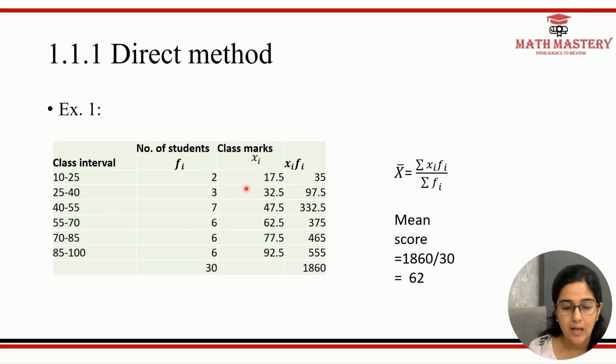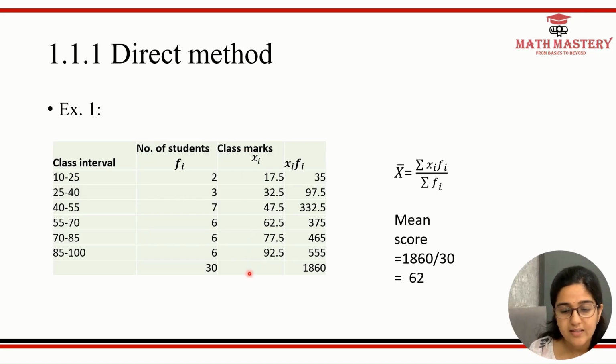Now what is class marks? Class marks is basically the middle value of the class interval. So for example, in the first case, the class mark for the class interval 10 to 25 is 10 plus 25 divided by 2, which is equal to 17.5. And so on, we have calculated the class marks for all the class intervals.